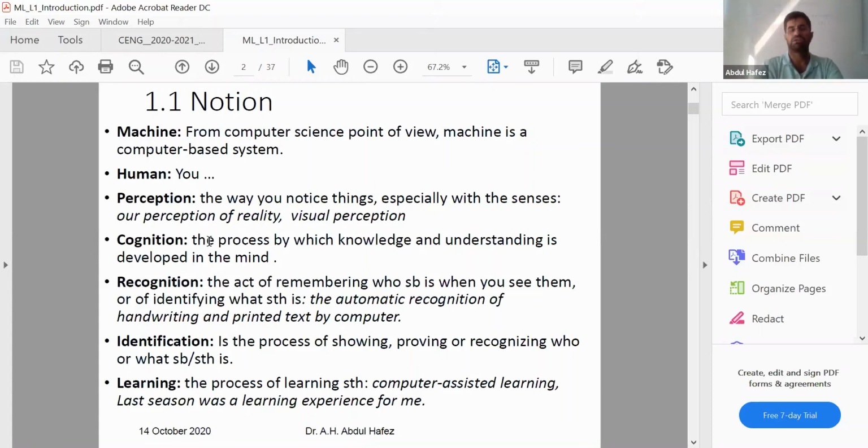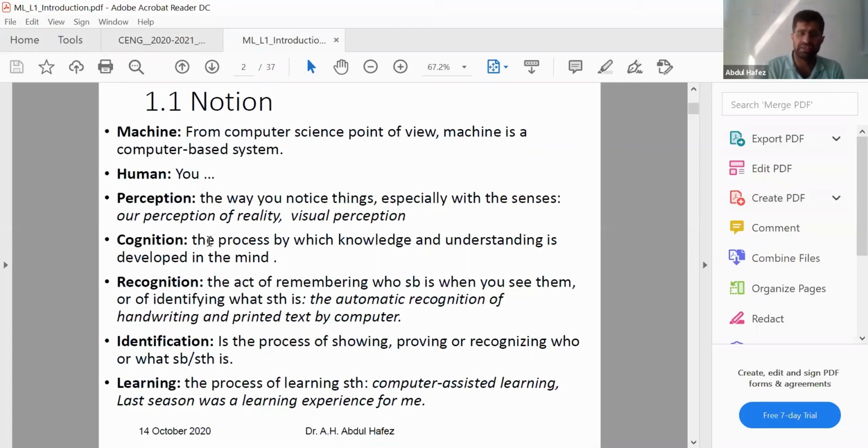Okay? So I hope this discrimination between cognition and recognition is clear for you. Cognitive science is a different discipline of science. We will not study cognition here in our course. We will study recognition.